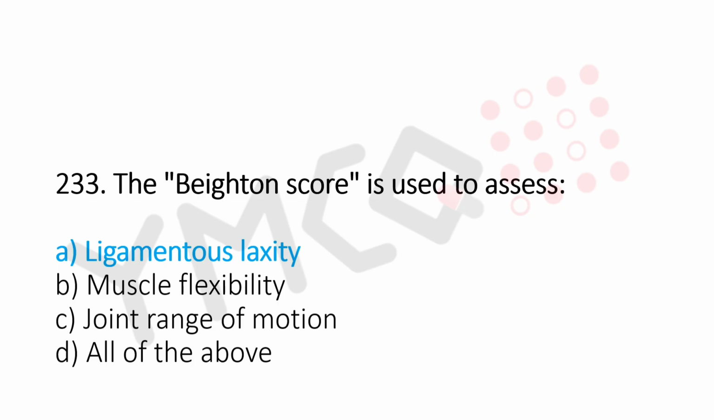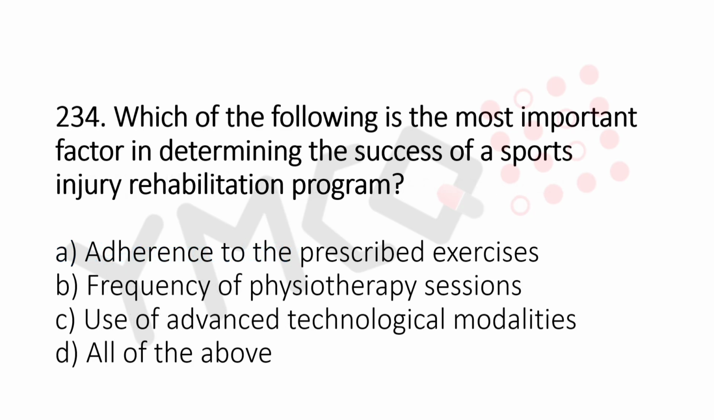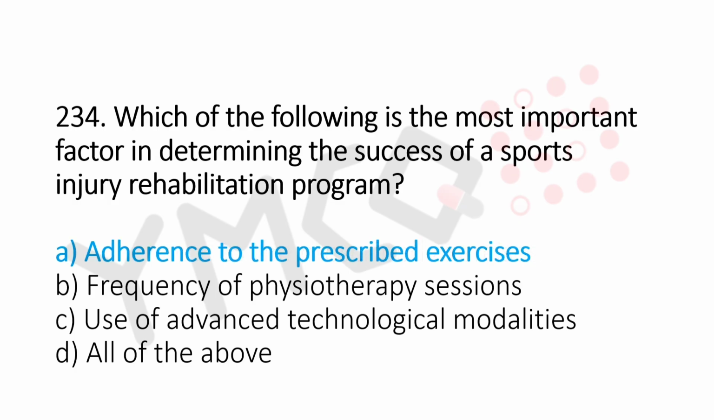Now let's move to question number 234. Which of the following is the most important factor in determining the success of a sports injury rehabilitation plan? Option A, adherence to the prescribed exercise. Option B, frequency of physiotherapy sessions. Option C, use of advanced technological modalities. Option D, all of the above. And the answer is option A, adherence to the prescribed exercise.